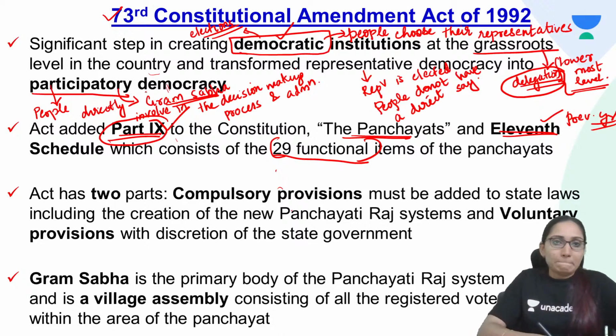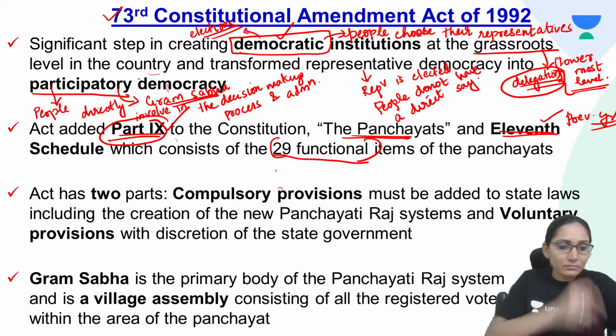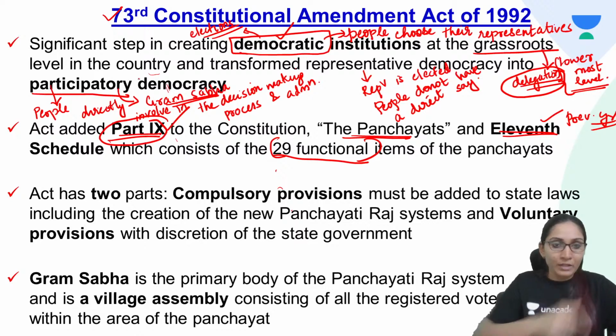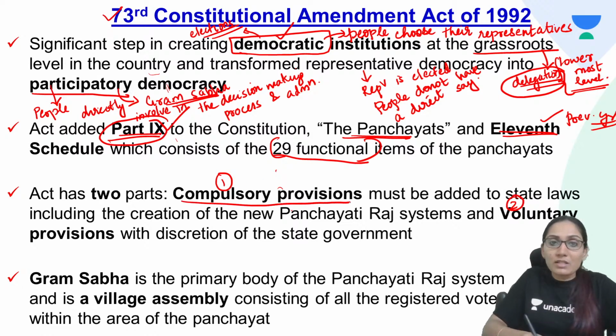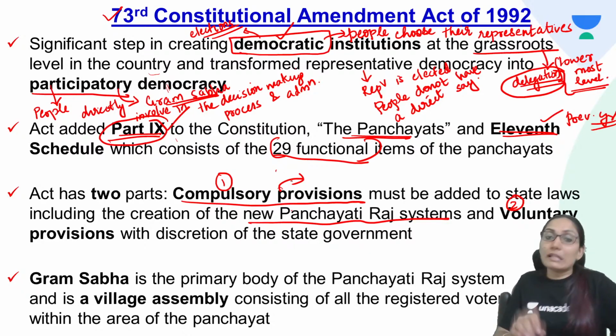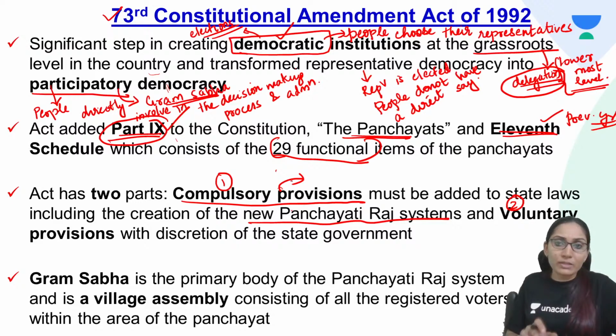Now, the 73rd Constitutional Amendment Act has two parts. One is compulsory provisions, other one is voluntary provisions. Compulsory provisions must be added to state laws, including the creation of new Panchayati Raj institutions. By the name itself it is clear, these are compulsory, and the state legislation has to add the compulsory provisions to the state laws.